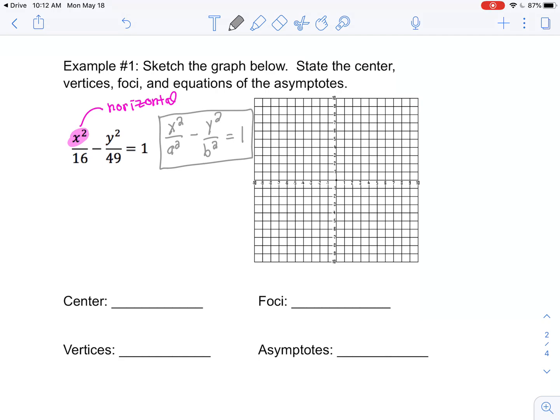I'm opening horizontally. I can see that my a squared, which comes from the 16, my a squared is always first. A squared is equal to 16, so that means a is equal to 4. My b squared is 49, so that means my b is 7. So my a distance is always going to be from the center to my vertices, and my b distance we're going to use to help us make the box.